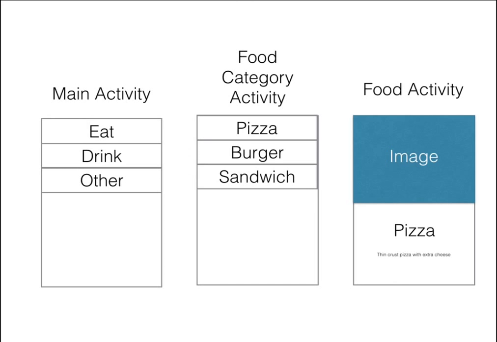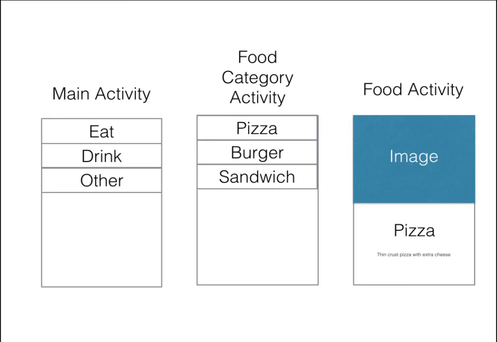When we click on the eat option, we will be redirected to a new activity which is also going to be a list activity, called the food category activity. The food category activity is going to have three items again, that is pizza, burger and sandwich. When we click on any of these options, let's assume you click on the pizza option, it's going to redirect you to a new activity which is going to be the food activity, and the food activity is going to show us an image of that particular food item.